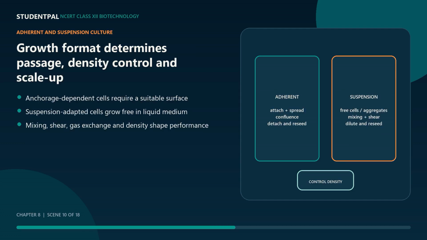Many animal cells are anchorage dependent and must attach to a treated or coated surface before spreading and dividing. They are monitored for confluence, detached using a controlled mechanical or enzymatic method, counted and reseeded before overgrowth alters behavior. Suspension-adapted cells grow free in liquid as individual cells or aggregates and are passaged by dilution into fresh medium. Scale-up may use larger surfaces, microcarriers or stirred vessels depending on the cell.